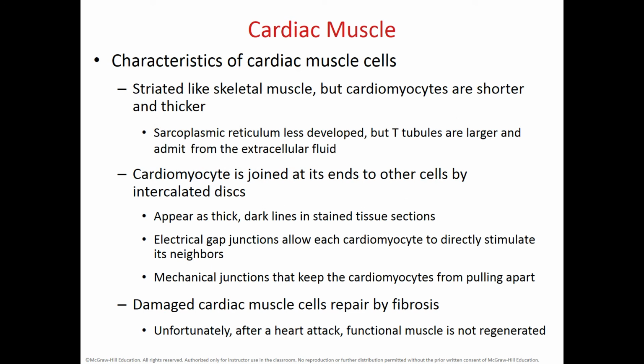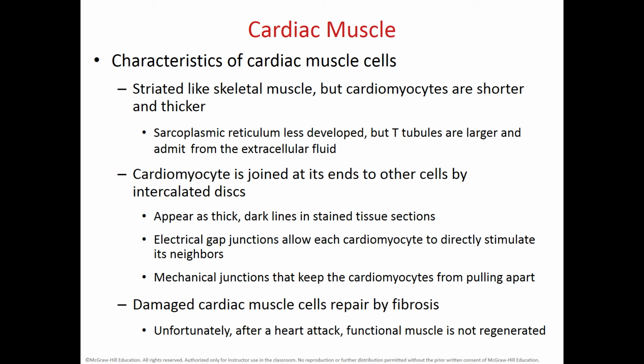A characteristic of the cardiac muscle cells is that they also have striations, but the cardiomyocytes, the cells of the cardiac muscle, are shorter and thicker, and the sarcoplasmic reticulum is less developed, but the T-tubules that they have are larger, and they also allow the passage of some extracellular fluid into the cardiac muscle cells.